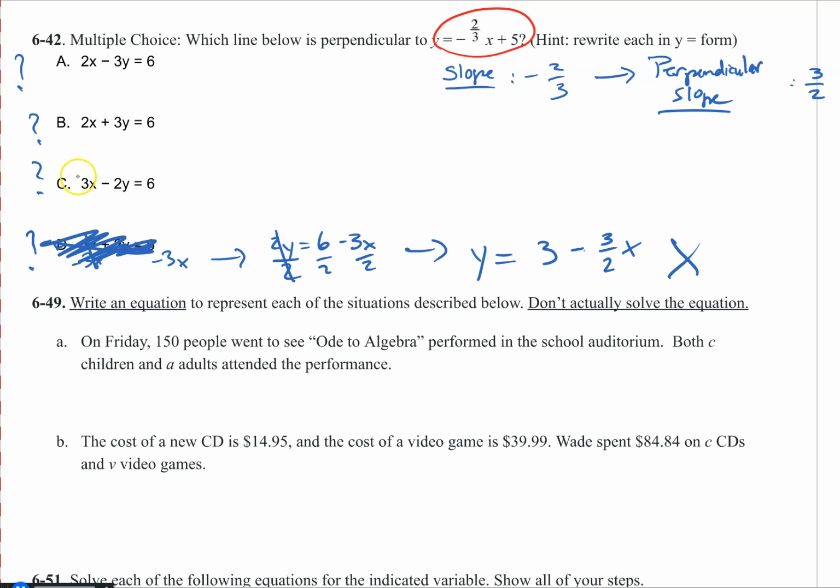Alright, I'm going to try C. First step's the same, take away 3x. So I get negative 2y. Be careful that negative 2 belongs to the y.